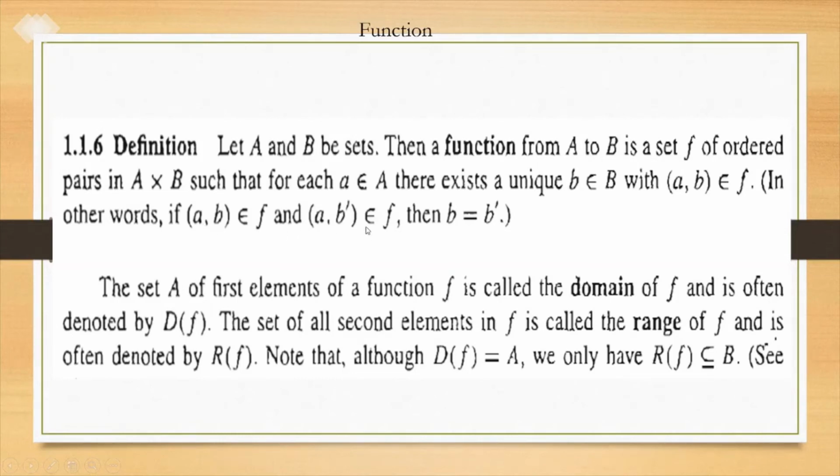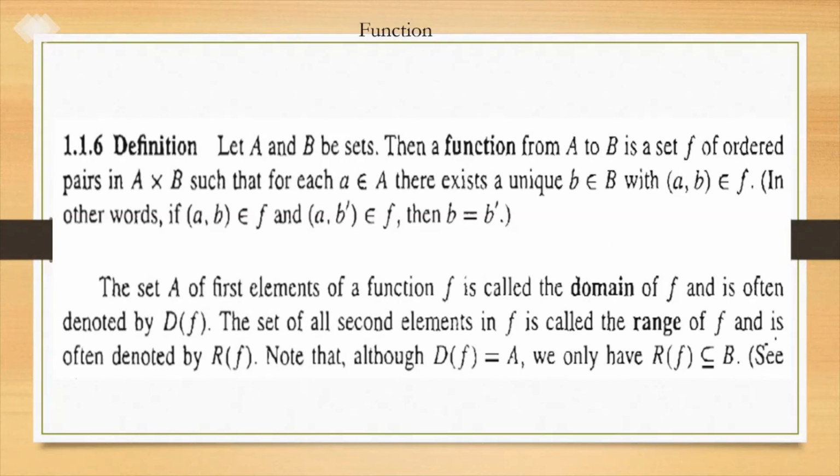Which means, let A and B be two sets, then a function from A to B is a set F of ordered pairs in A cross B, which means it's a relation from A to B, such that for each a in A, there exists a unique b in B with the ordered pair (a, b) belongs to F, which means every element in A has a unique image in B, right? So that is simply what we call a function. Now F is a function from A to B.